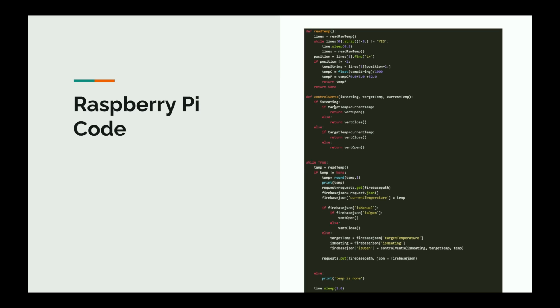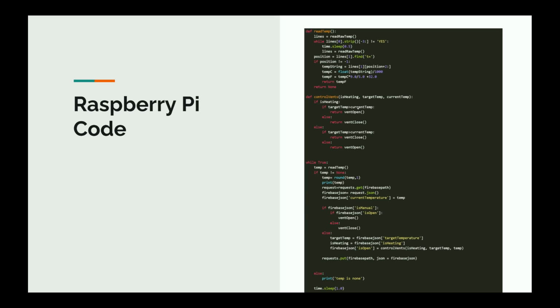For the control vents function, I'm going to be taking 3 parameters. The first parameter is the is heating value, the target temp value, and the current temp value. I'm going to first check if it's heating or not, and if it's heating, then I want to check if the target temperature is greater than the current temperature. If it is, then I want to call the vent open function, which will just open the vent, because if the AC system is providing hot air and the target temperature is actually above the current temperature, then I want the vent to open so that the hot air will flow into the room and increase the current temperature to match the target temperature.